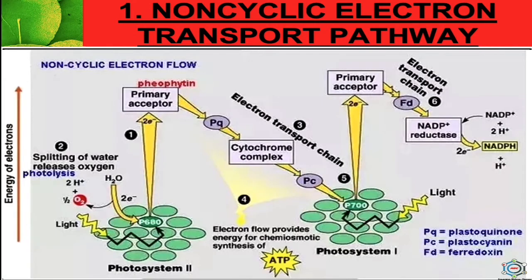The high energy electrons that leave photosystem second, here you can see that photosystem second, that is P680.